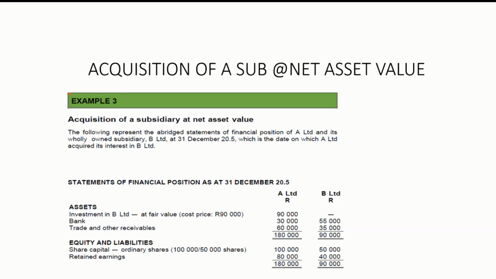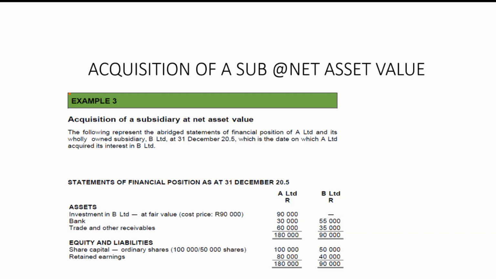Good. So A Limited and its wholly owned subsidiary B Limited at 31st of December 20X5, which is the date on which A Limited acquired its interest in B Limited. Whenever you read a question, whether in exams or in your assignment, you underline the important things. You underline who the parent company is, and you underline the date of the acquisition. These are very, very important.